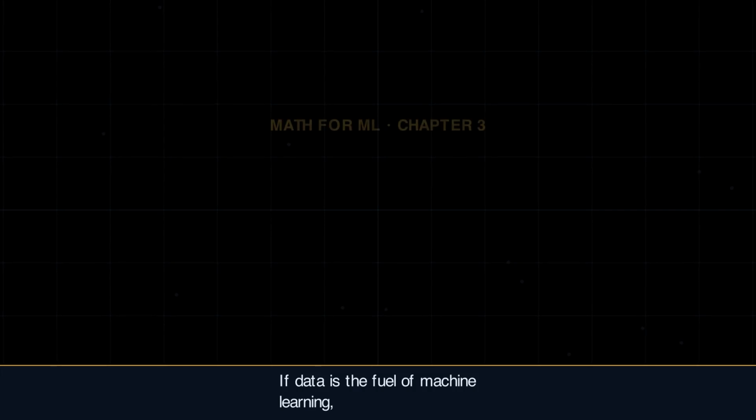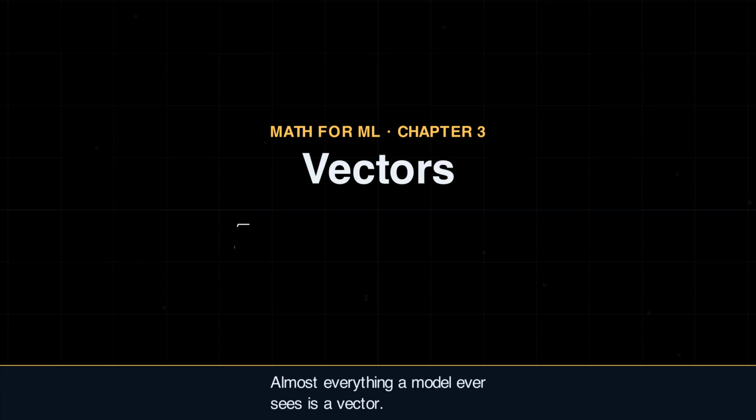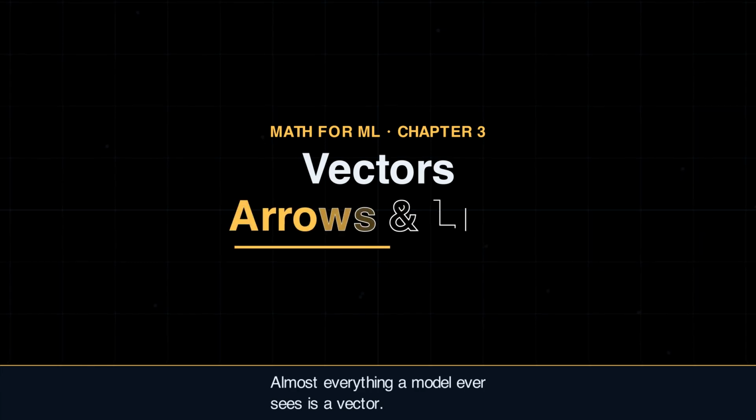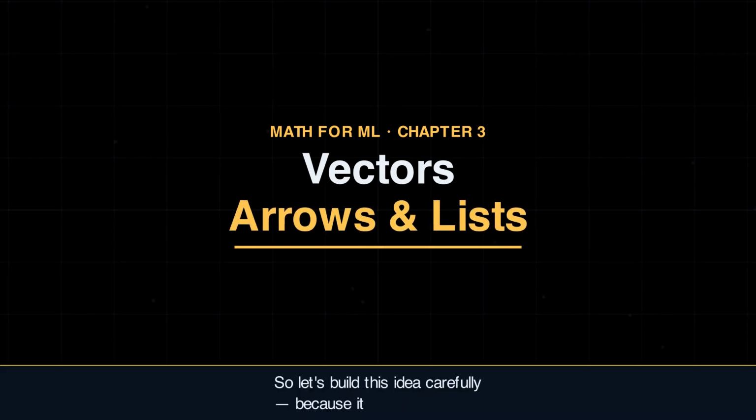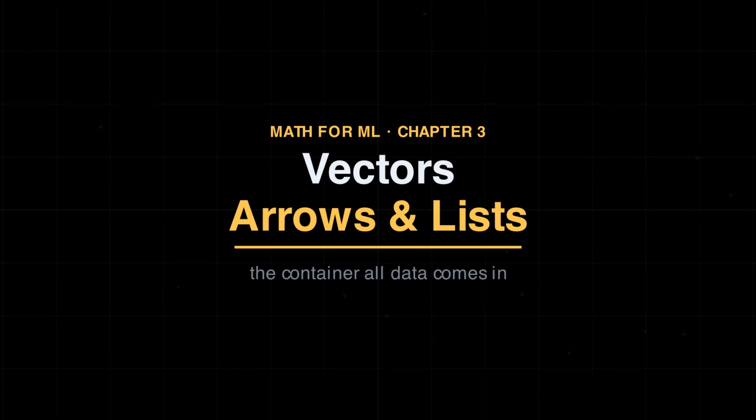If data is the fuel of machine learning, then the vector is the container it comes in. Almost everything a model ever sees is a vector. So let's build this idea carefully, because it has two faces, and seeing both is the key.